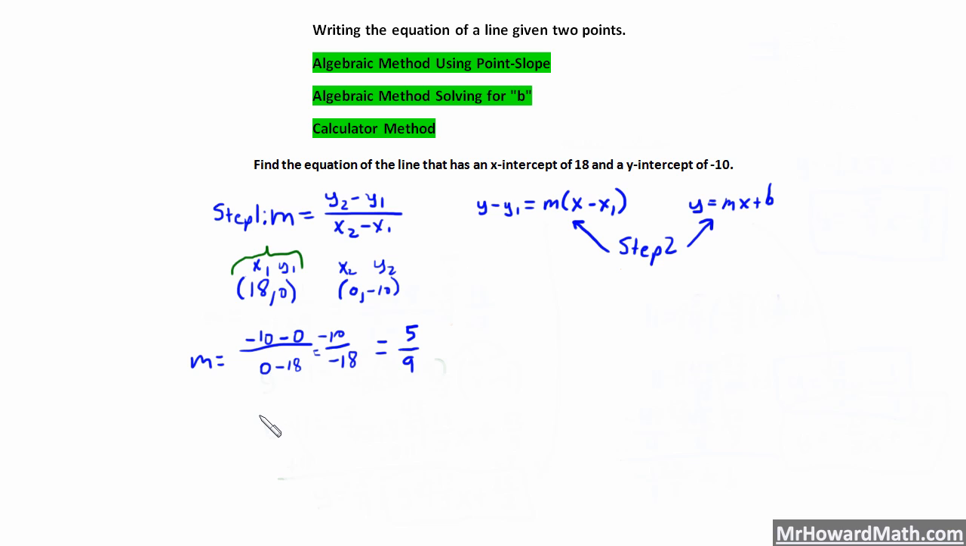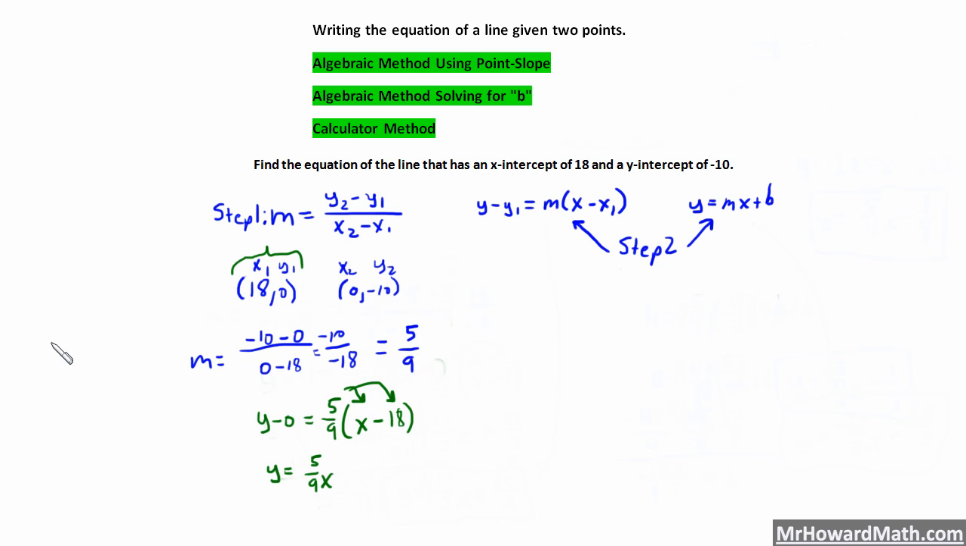So it's y minus 0, because our y coordinate's 0, equals our m of 5/9 times x minus x1, which is 18. So x minus 18. So y minus 0 is just going to become y. The 0 is going to fall off. We can just drop that. 5/9 times x, we're distributing here, 5/9 x.